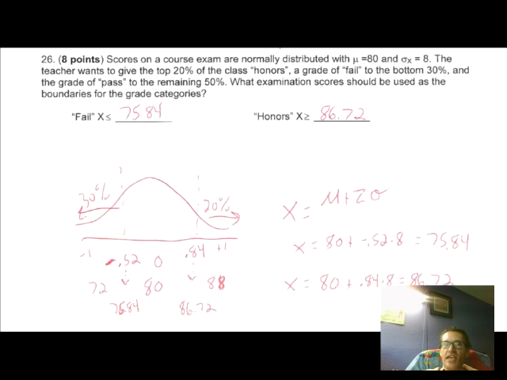And so what this is saying, looking at the actual answers, is if you have a score less than 75.84, you fail. If you have a score between 75.84 and 86.72, you pass. If you have a score larger than 86.72, you get honors. Okay? So this is all this is. Don't make it harder than it is.